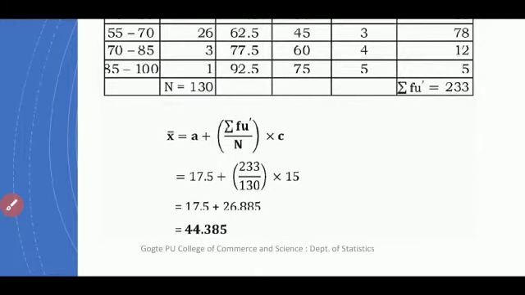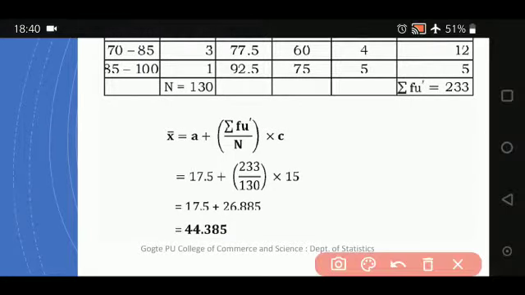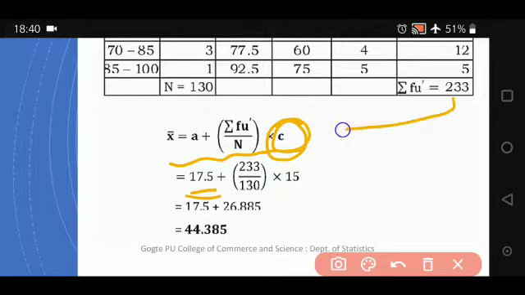Then when you apply this formula, the step deviation formula here is x bar is equal to a plus summation f u dash divided by n into c. Why? Because the class intervals have come, that's why we are taking the width here. A you have taken as 17.5, then the total frequency is 130, into width of the class interval 15. So you simplify this, multiply into 15, you get here 17.5 plus 26.8, that is 44.385.